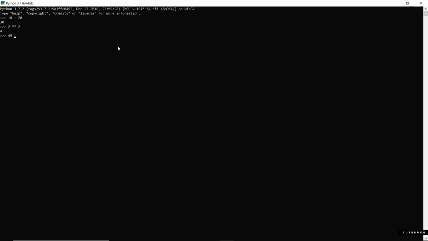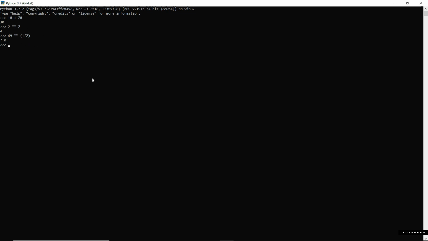Let me take 49 as the number and let me specify this power operator, and inside these brackets let me give 1 by 2, which is the square root of 49. Now we have the answer as 7. This operator is known as the power operator, and whenever you put a number after these two symbols, it takes it as a power.